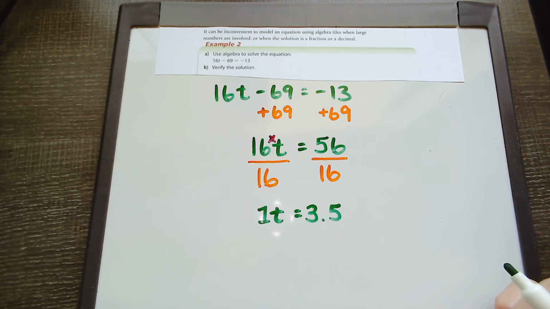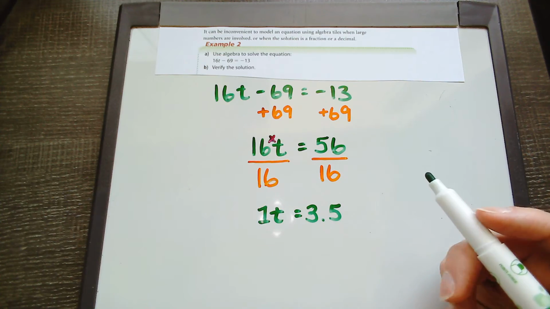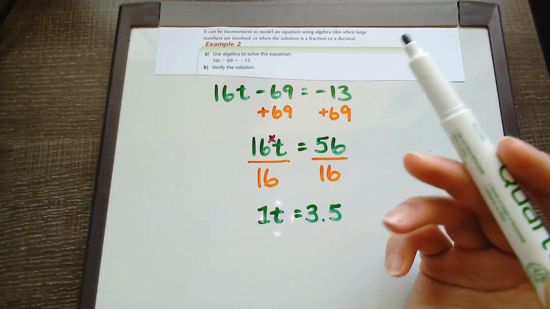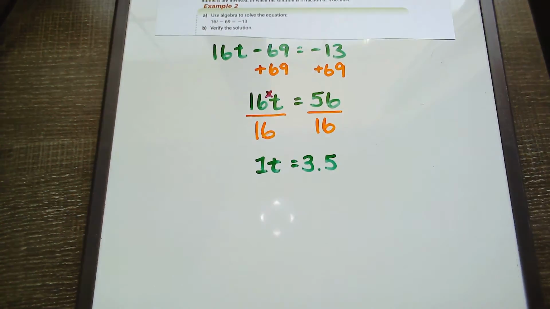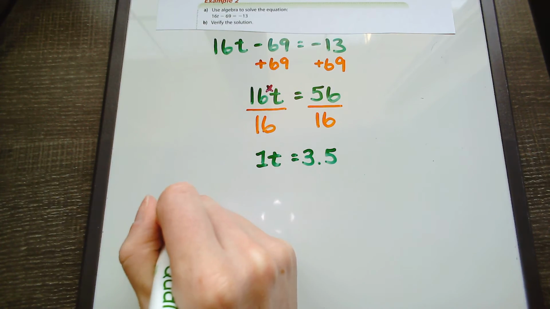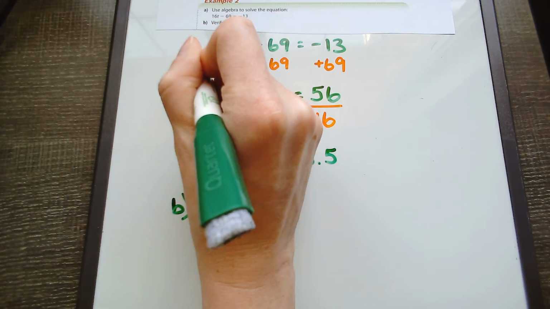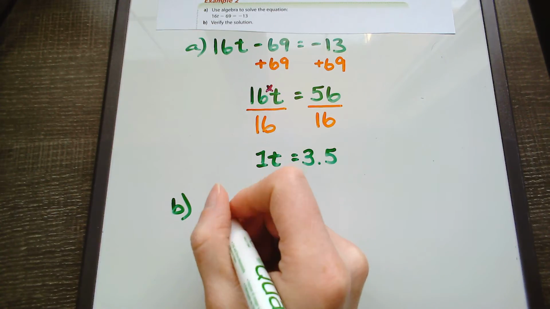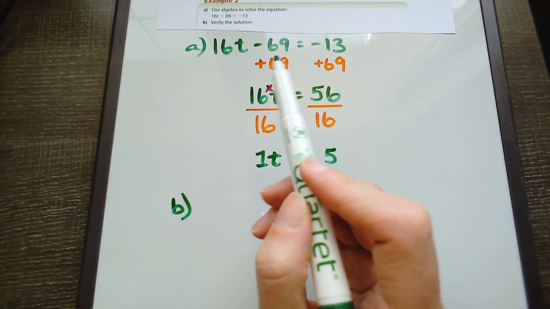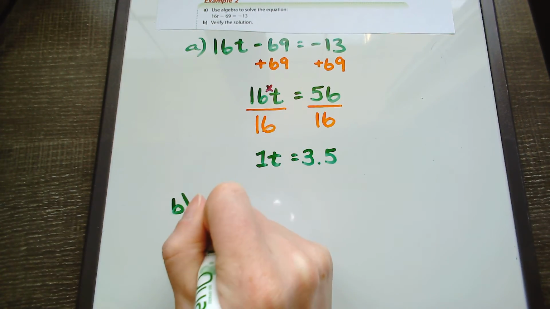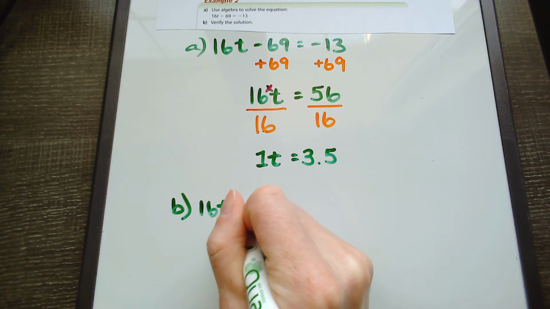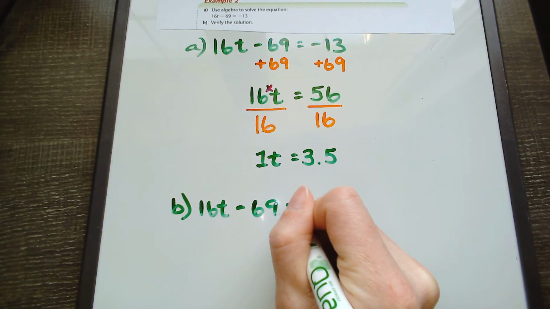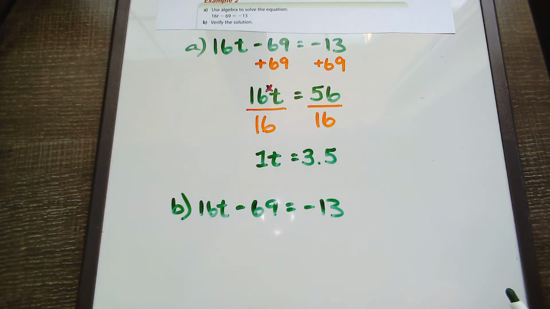Now, this is the first time we've had a decimal. So I don't really know. Is it right? Is it wrong? Did I press something wrong on my calculator? Luckily, we have part B, the verify, to help us know if we got the right answer or not. So part B, I'm going to plug this 3.5 back into my original equation. So 16t minus 69 equals negative 13.